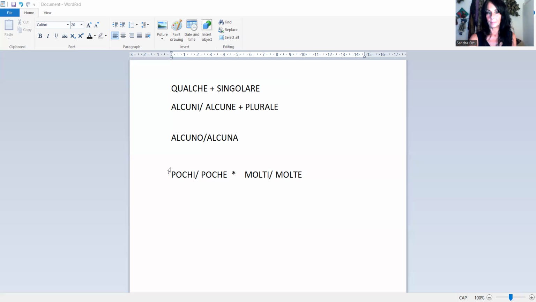However, I repeat, pochi and poche mean a few, in the sense of a small number. So the opposite should be molti, molte. So few is the opposite of many. So be careful when you want to translate some from English into Italian. Obviously, sometimes it doesn't really make a big difference if you are using pochi, poche. However, sometimes it really doesn't sound correct, and in fact, it can also be incorrect and give you a wrong translation.